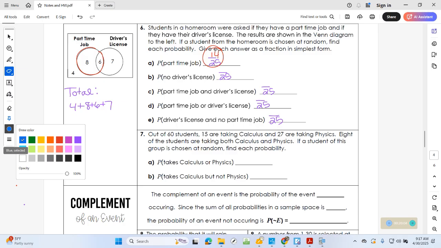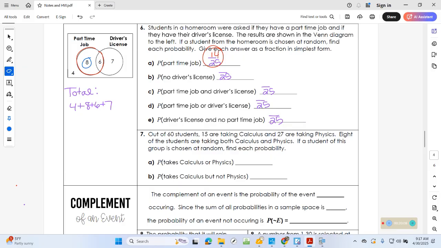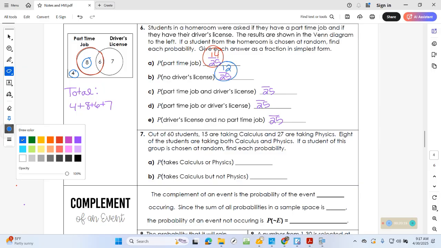How many kids do not have a driver's license? I'm with you on the 8. What else? The 4. They're not in the driver's license circle. So what's 8 plus 4? 12. 12 over 25 does not reduce. I'm going to circle it.